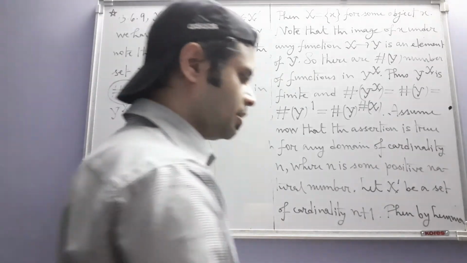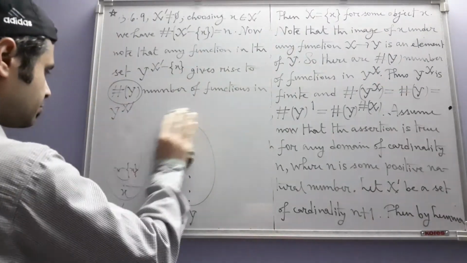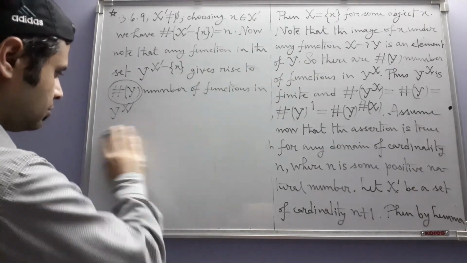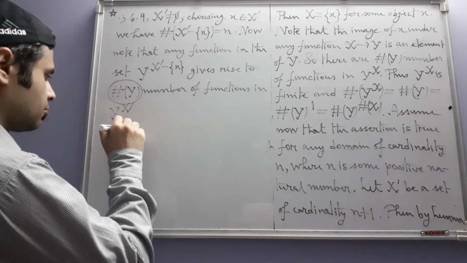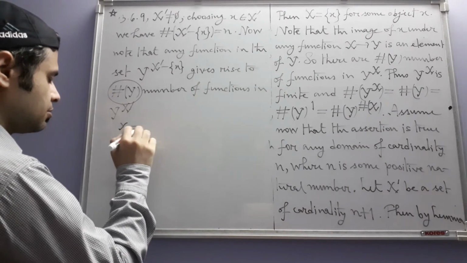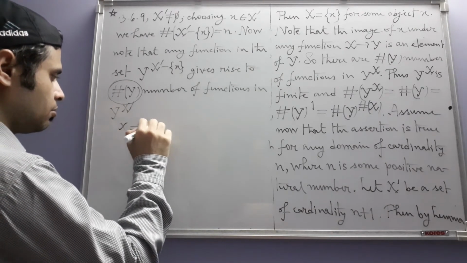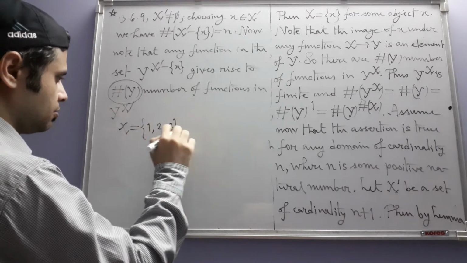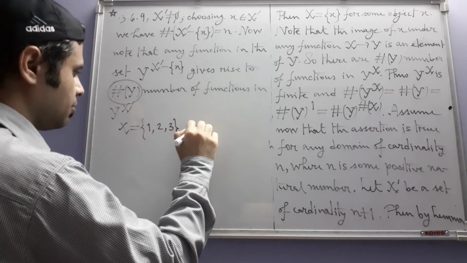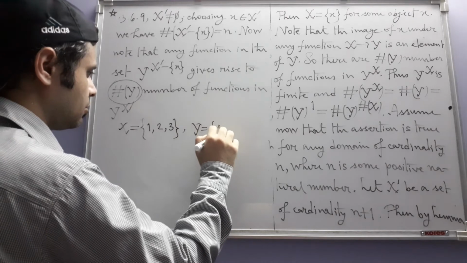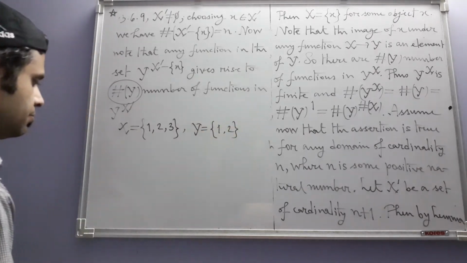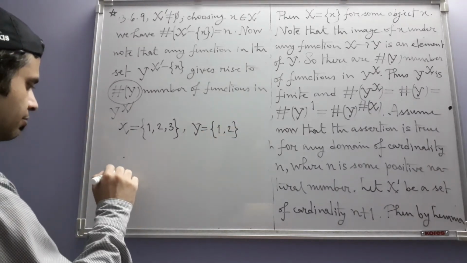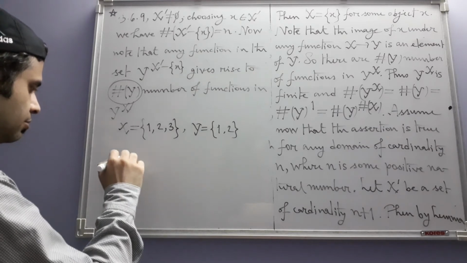If you take a specific example, then it looks like this. Suppose x is 1, 2, 3 and say y is 1, 2. Then here we have 1, 2, 3.